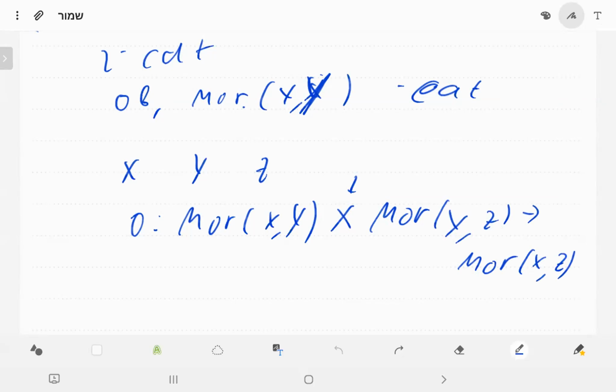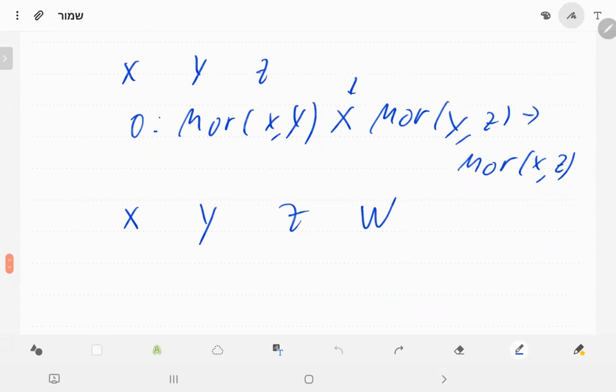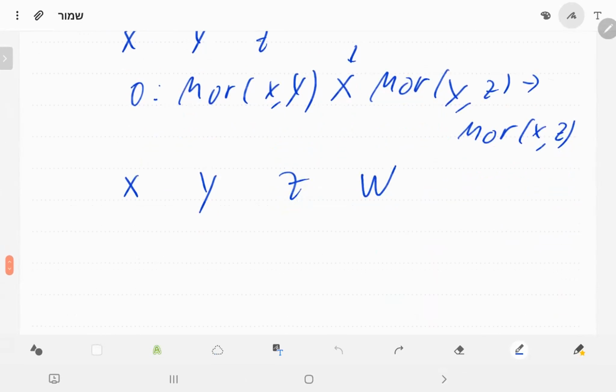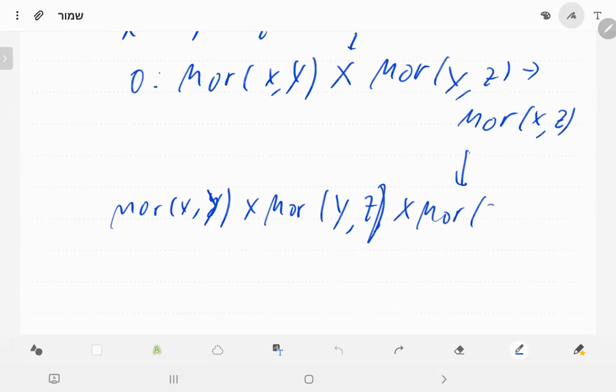Okay, we're happy. But then we recall that there is one non-trivial axiom in category theory, which is associativity. There's also unity, but it's less interesting. So what we want to say: we have x, y, z, and w. And we have, let's write it like this, Mor(x,y), Mor(y,z), Mor(z,w).